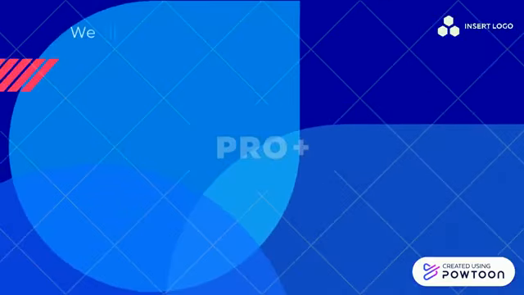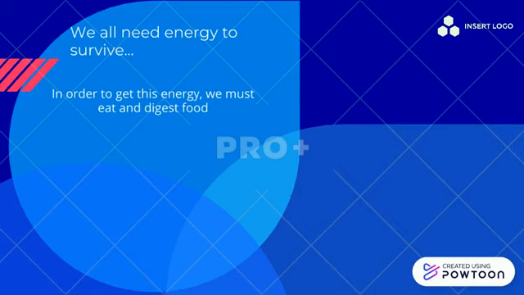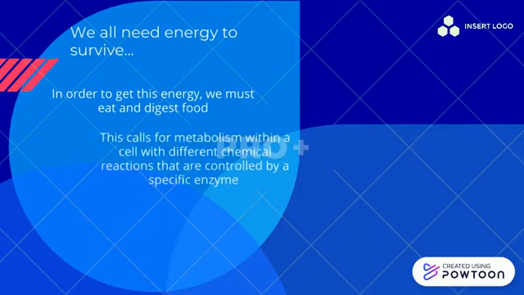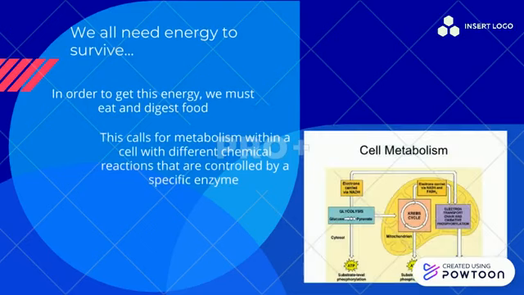As human beings, we all need energy to survive. We're able to get this energy when we eat our foods and our bodies digest it. This calls for metabolism within a cell, with different chemical reactions that are controlled by specific enzymes. Some of these examples are glycolysis, the Krebs cycle, and the electron transport chain.